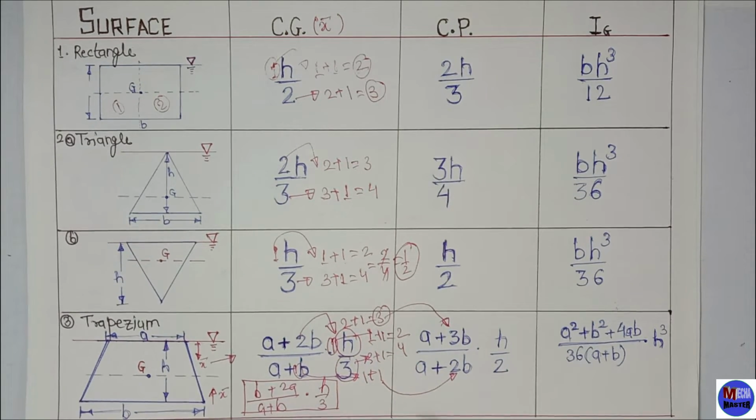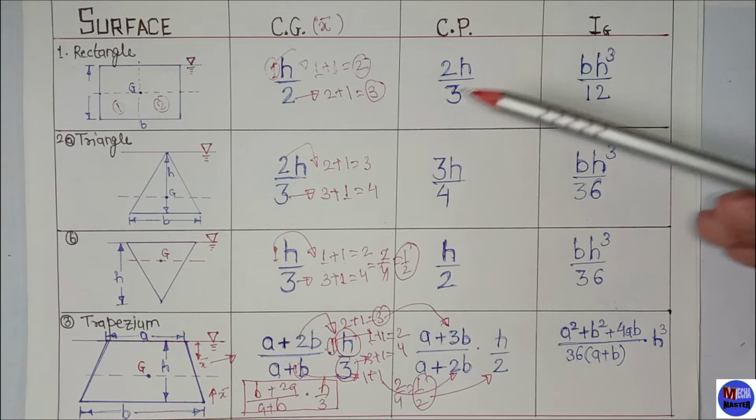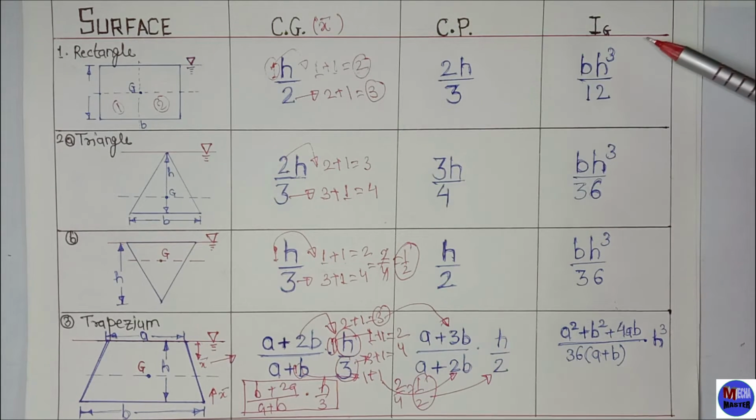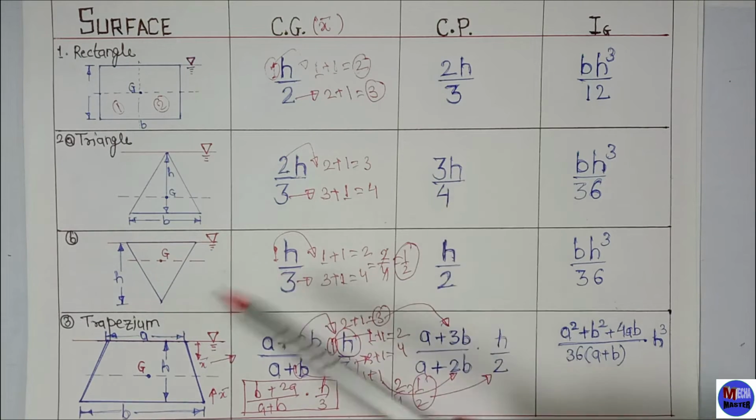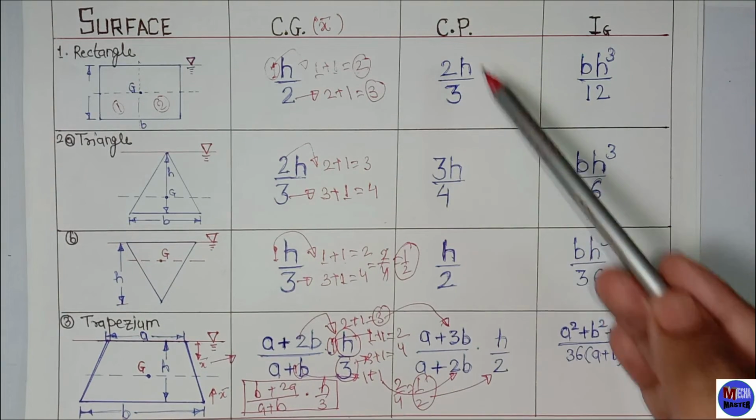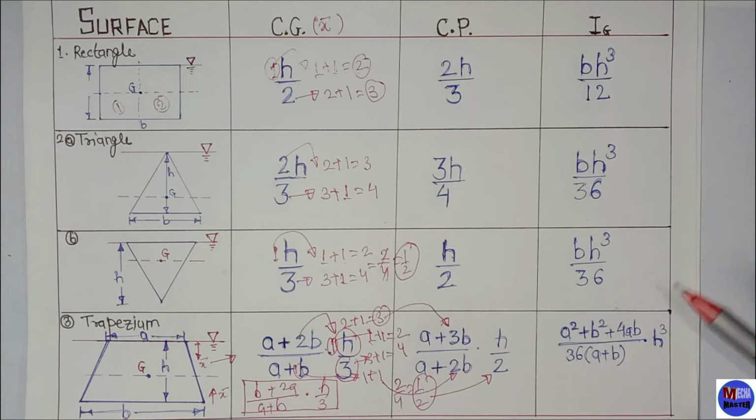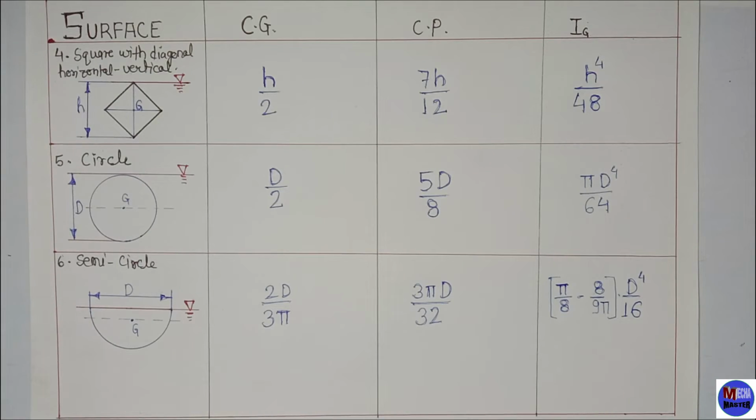So 2 by 4 equals 1 by 2. So there is written 1 by 2. Now you can check, because I have written the center of gravity and Ig, you can find the area, and by the formula you can easily find Cp, or you can apply this trick.